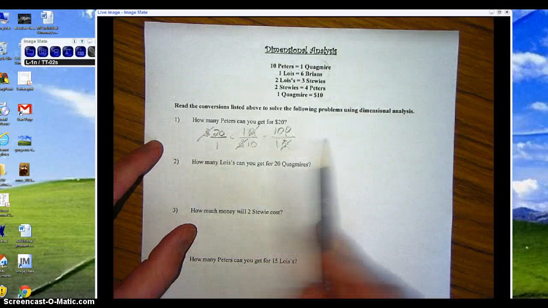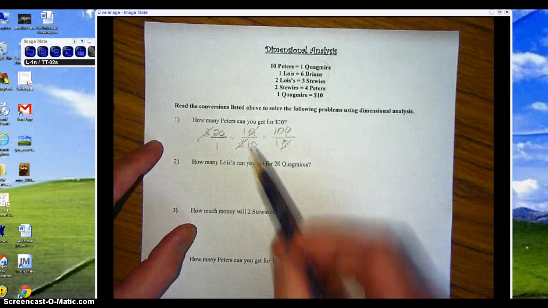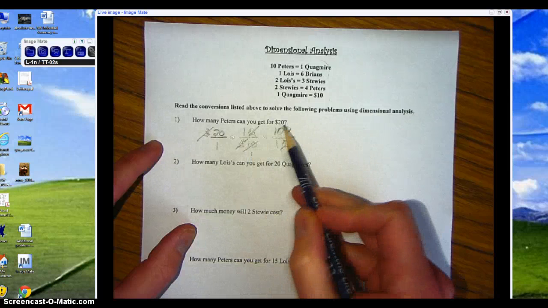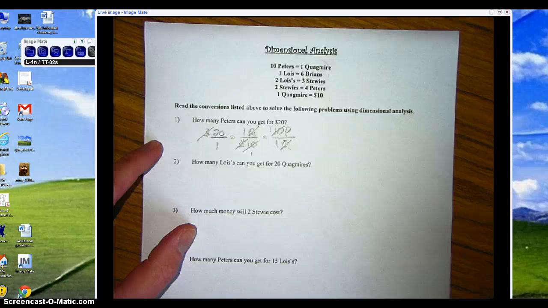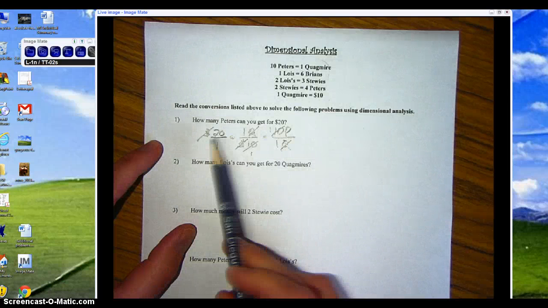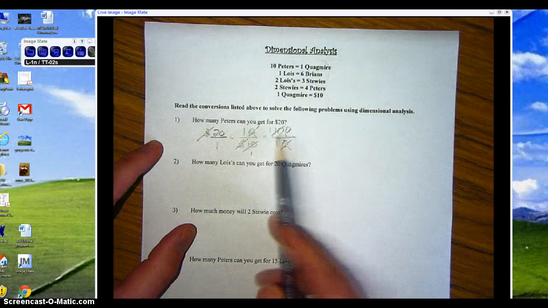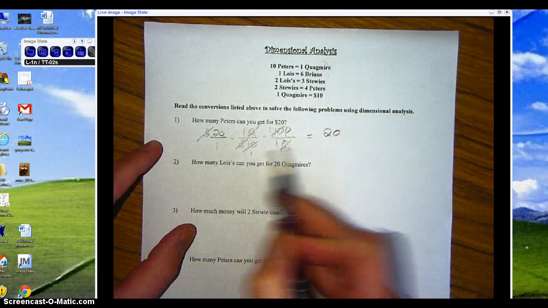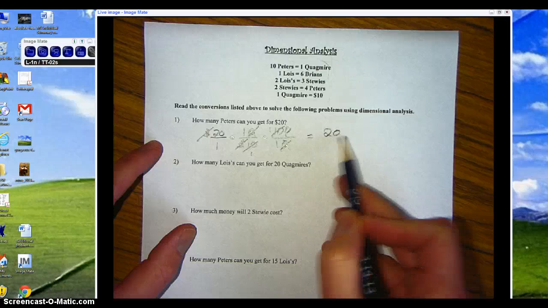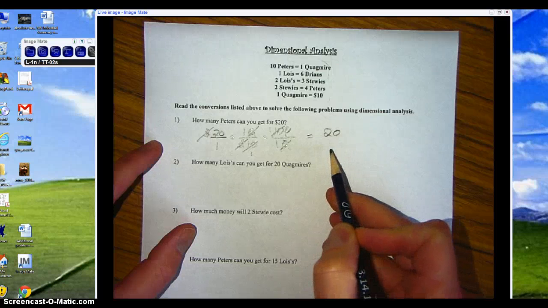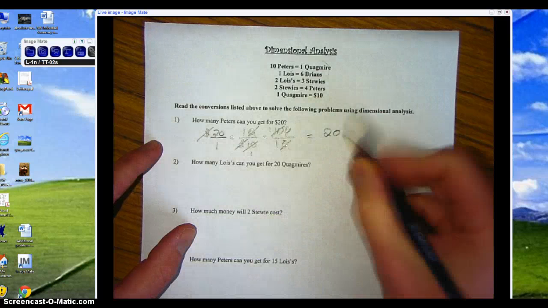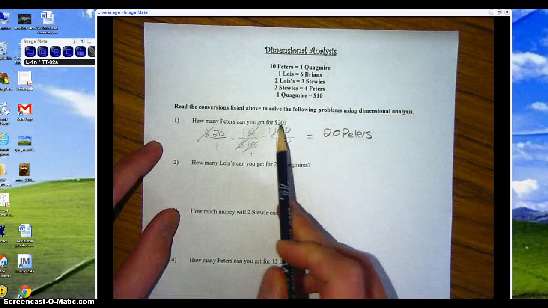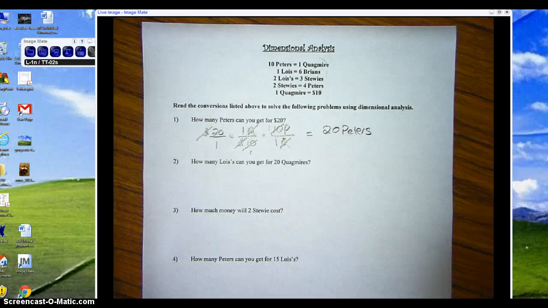Now you just cancel or multiply the numbers. Well, see how I got a 10 here and a 10 here? Doesn't 10 go into 10 once and 10 go into 10 once again? So if I multiply all that's left, it's really 20 times 1 times 1 is 20. And 1 times 1 times 1 is just 1, which I don't need to write. But what units do I still have? 20 what? Peters. So for 20 bucks, I get 20 Peters.